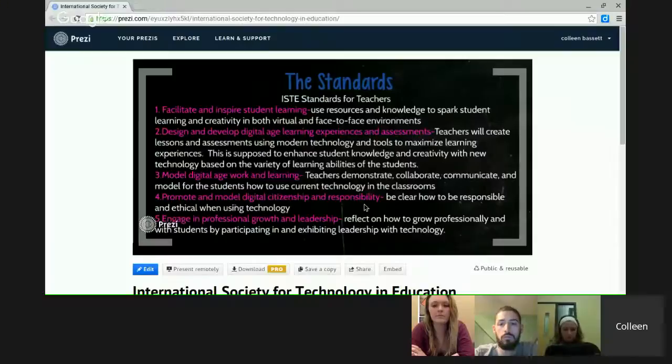The third standard I had was ISTE Teacher Standard number 5. Engage in professional growth and leadership. To me, that means to reflect on how to grow professionally with the students by participating and exhibiting leadership with technology. The essential condition that matches the best would be assessment and evaluations, which is continuous assessment.